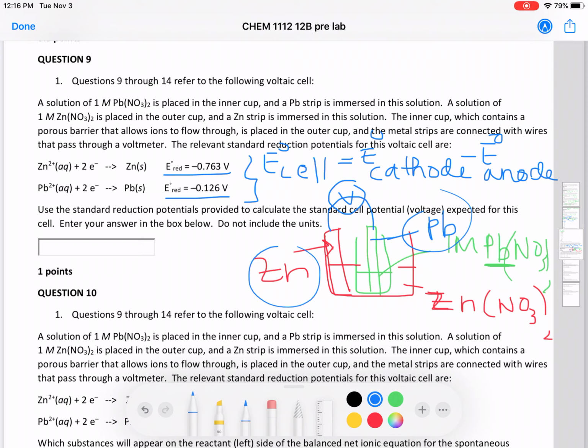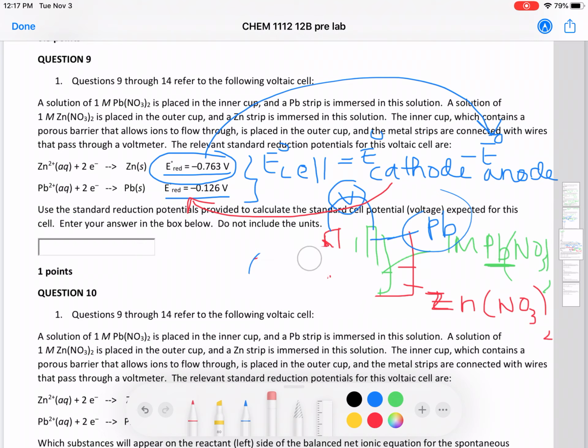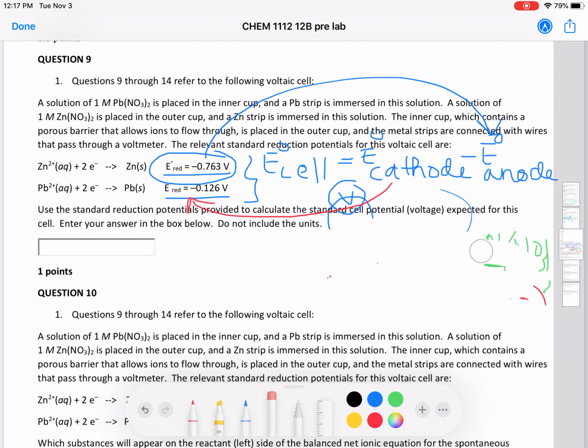So the more negative one here is -0.763. So that is where the oxidation takes place, which is the anode. So when you select, your anode is going to be the more negative one and your cathode is going to be the less negative or more positive one. And when you set it up like that, your E naught cell will give you a positive value. When the E naught cell is positive, then you can have a spontaneous reaction taking place.